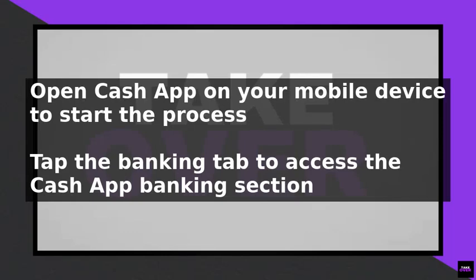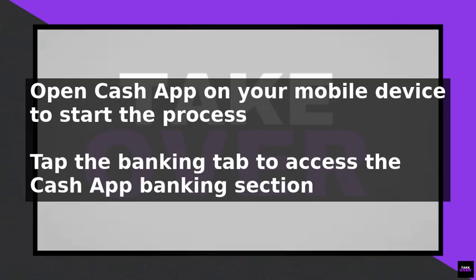To add cash on Cash App, start by opening the application on your mobile device. Once the app is open, tap on the Banking tab located at the bottom left corner of the screen. This will take you to the Cash App banking section where you can manage your funds.